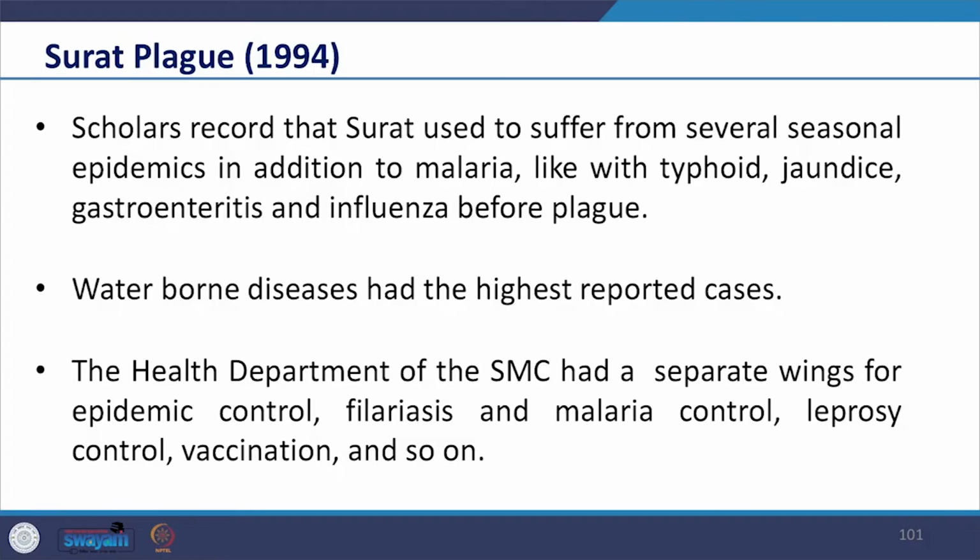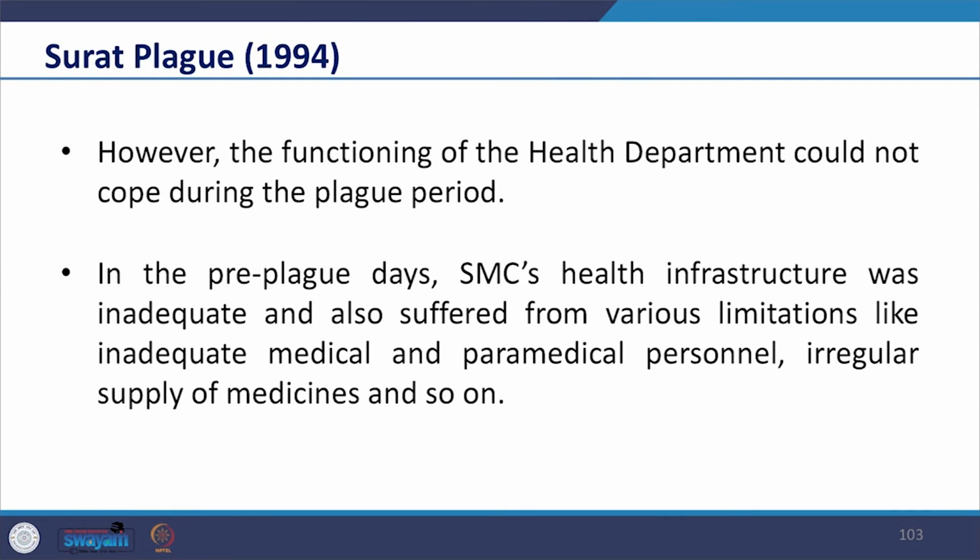Scholars record that Surat used to suffer from several seasonal epidemics in addition to malaria, like typhoid, jaundice, gastroenteritis, and influenza before plague. Waterborne diseases had the highest reported cases. The Health Department of Surat Municipal Corporation had a separate wing for epidemic control, filariasis and malaria control, leprosy control, vaccination, and so on. However, the functioning of the Health Department could not cope during the plague period. So, the plague which we are talking about, the Health Department could not cope up with that.